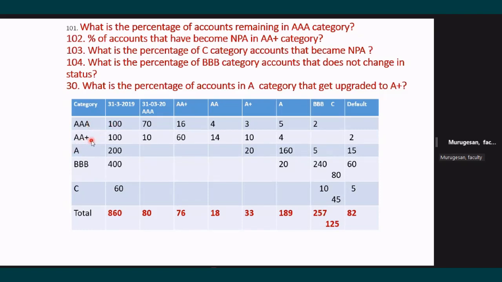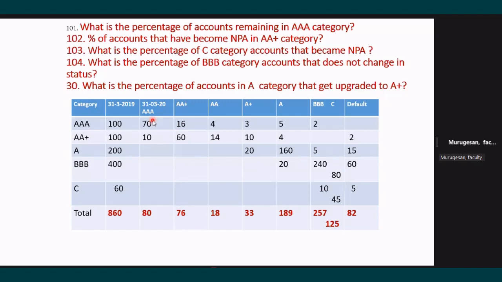AA plus, 100 accounts are there. A, 200 accounts are there last year. Triple B, 400 accounts. C category means very poor category, almost near to NPA. 60 accounts are there. As of now, no account is in NPA. 860 loan accounts are there as at last year. Next year, all disaster. So much problem.